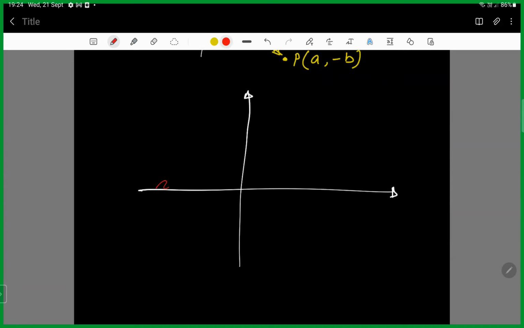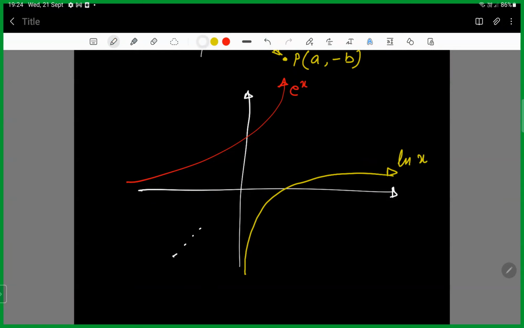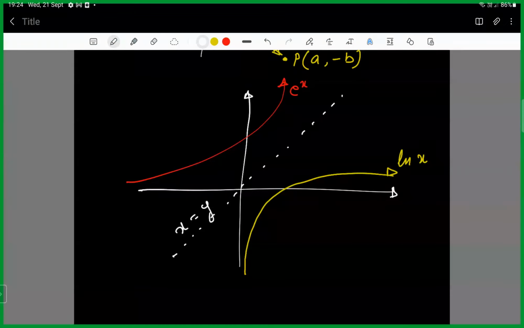So that's how we draw the exponential function, e to the power of x, and the logarithmic function is like this. Let's write ln x. Now it's a mirror image on x is equal to y. So the logarithmic function and the exponential function are mirror images of each other on this line, x is equal to y. Means you will be like, so what should I do with it? We'll see what you can do with it.